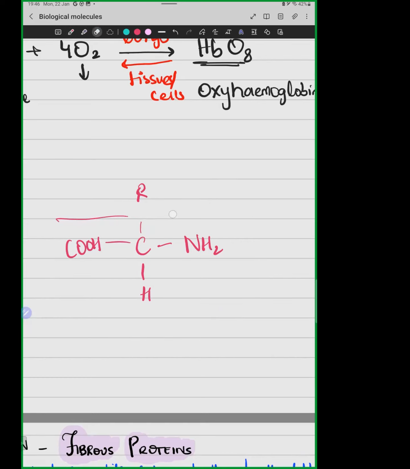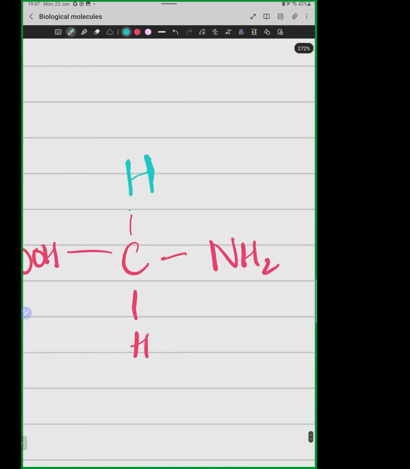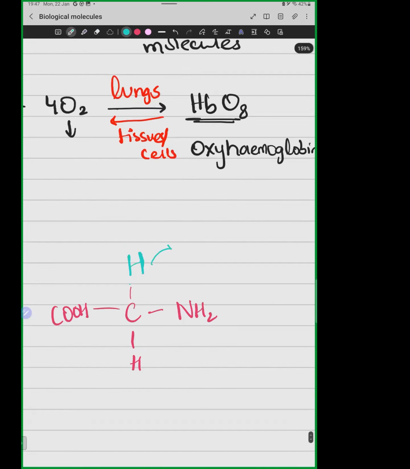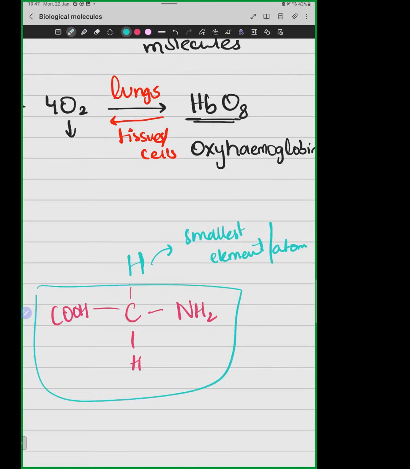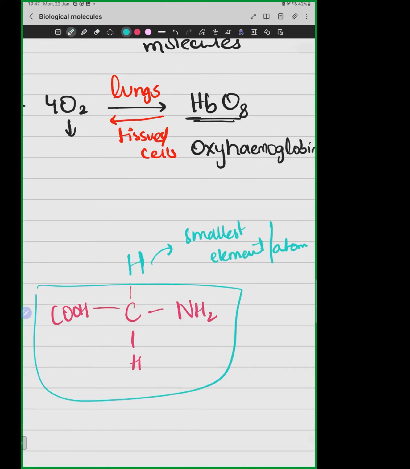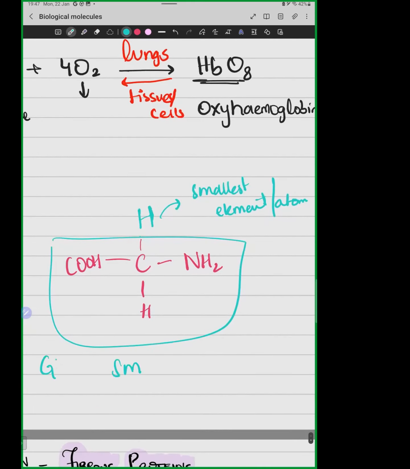So when we talk about glycine, the R group or the fourth group of atoms or the fourth element that is bonded to this carbon is what? It's just a simple hydrogen atom. And we know that hydrogen is what? It is the smallest element or smallest atom, right? So because hydrogen is such a small atom, this is the simple general structure of an amino acid. Your R group is just a simple atom of hydrogen. So this is your glycine, and glycine is your smallest amino acid.